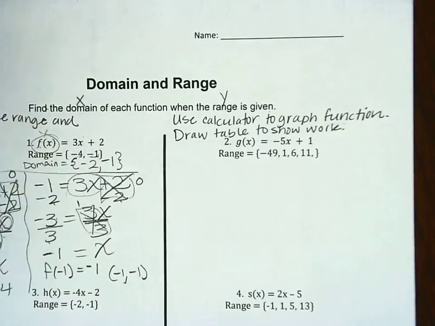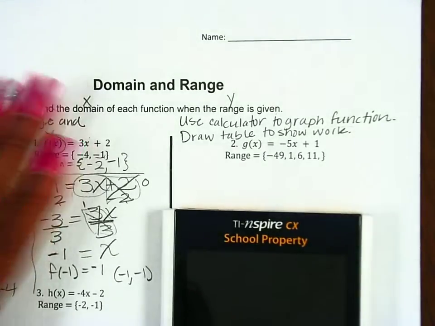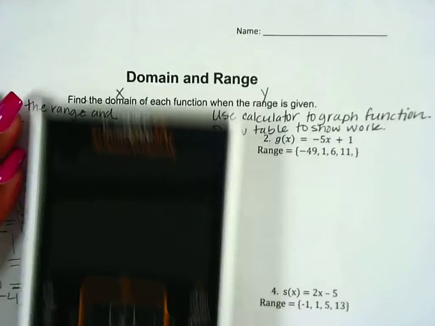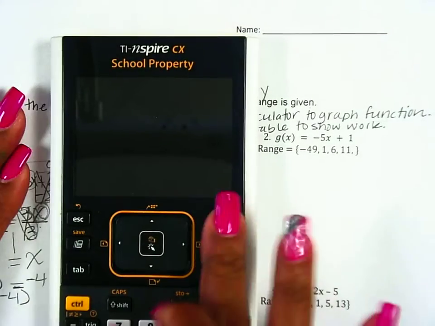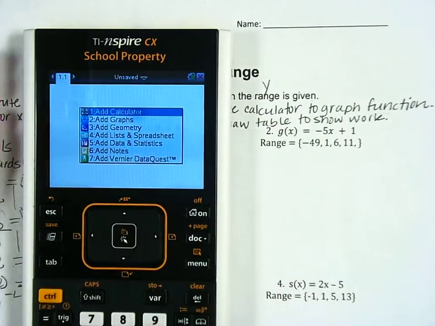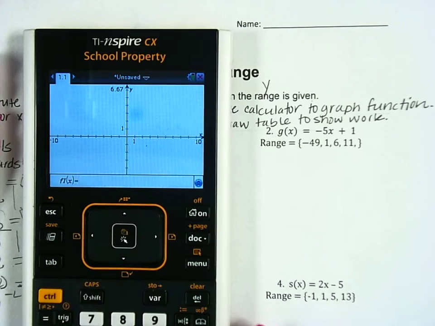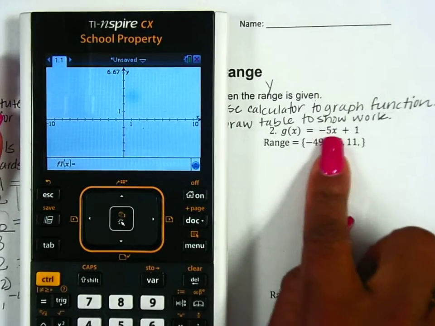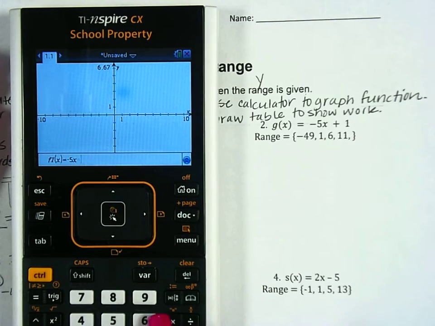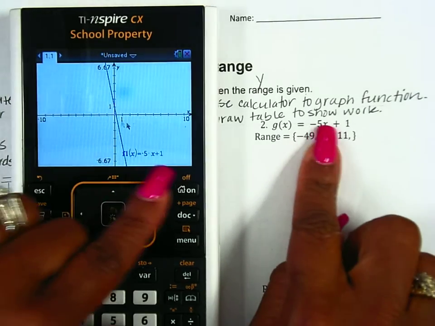Now here, calculator, because on the right side it tells me to use your calculator, so use it. We want you to be able to do it by hand and with the calculator. New document, no, I don't want to save. Add a graph. Then my function here is -5x plus 1. So I'm going to enter -5x plus 1. Enter. Okay, I put it in correctly.